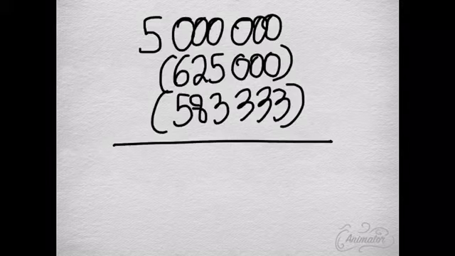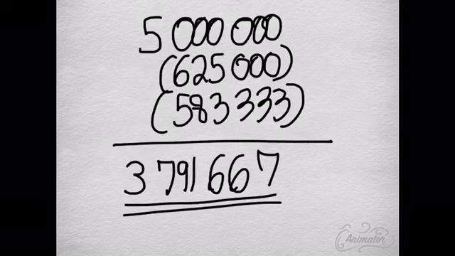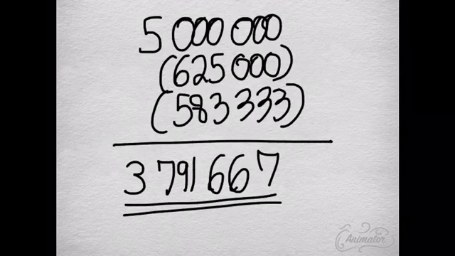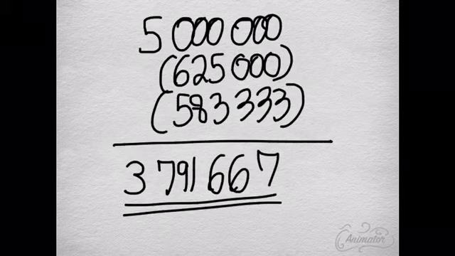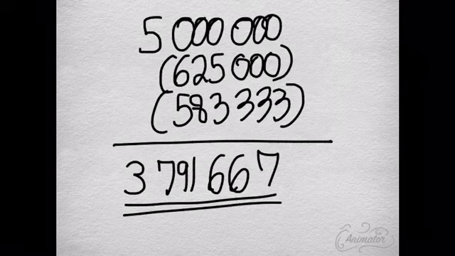So the answer would be, first the carrying amount of 5 million, then we deduct the depreciation for 2018, which is 625,000, then the depreciation of 2019, which is 583,333. So the final answer would be 3,791,667.